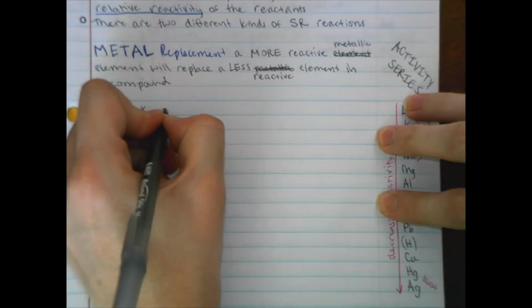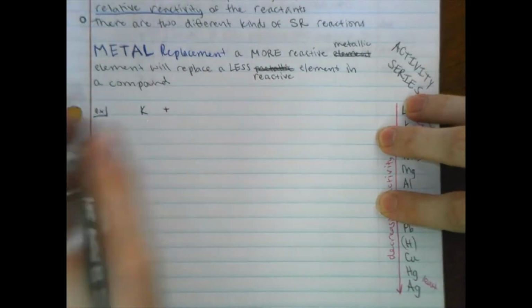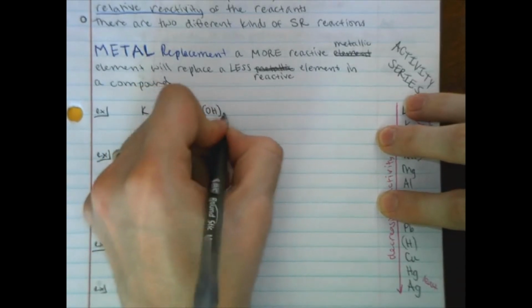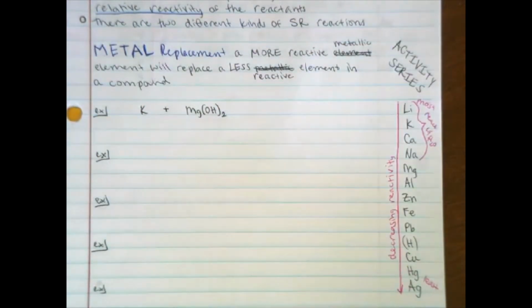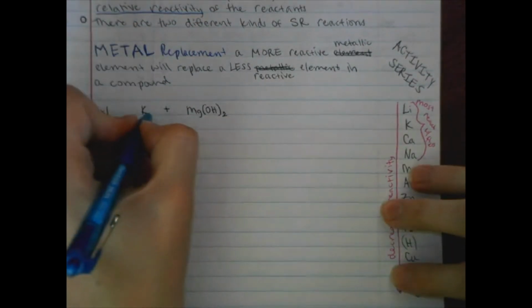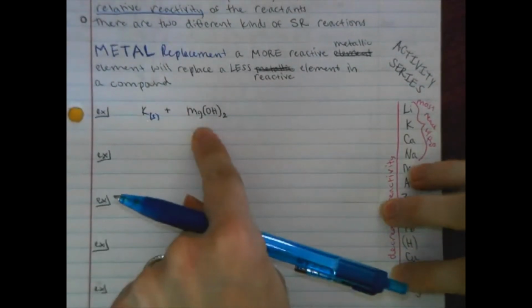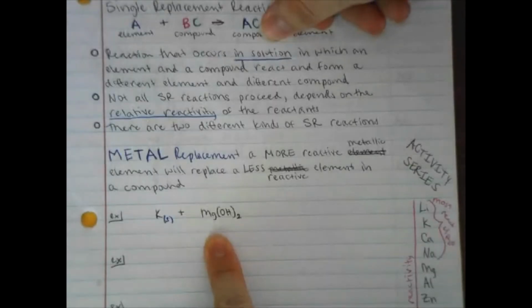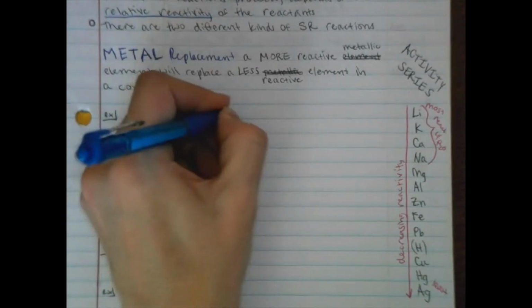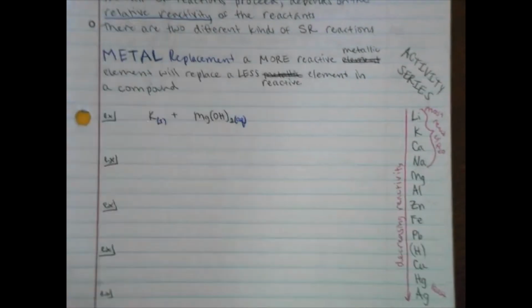Let's say that we have potassium and magnesium hydroxide. Okay. Last week we talked about phases. All right. Potassium is just going to be a solid. Magnesium hydroxide. Remember, this is all happening in solution. For now, we are assuming that all ionic compounds are aqueous. That's not true, of course, but that's what we're going to work with for now.